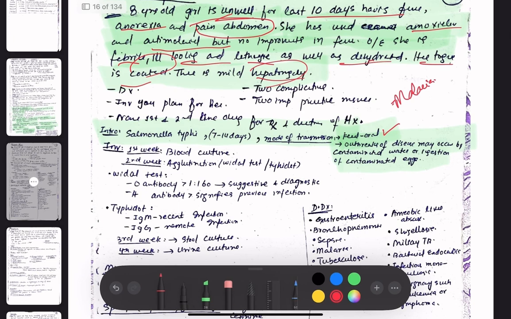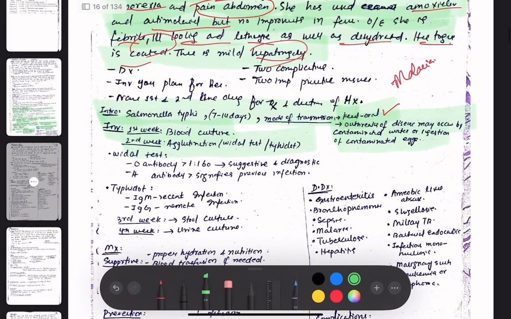Now the investigations for enteric fever are that in the first week blood culture is done, and in the second week the agglutination or Vidal test or typhoid test is done. In the Vidal test, O antibody and H antibodies are checked. O antibody at 1:160 is suggestive and diagnostic, and the H antibody signifies a previous infection. If H antibody is present, then this shows that a previous infection was present. If there is O antibody, then this gives us the diagnosis of enteric fever.